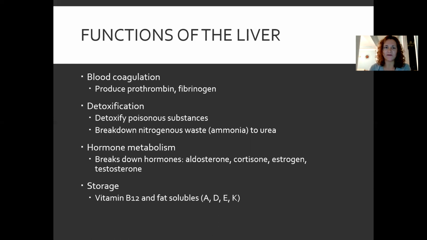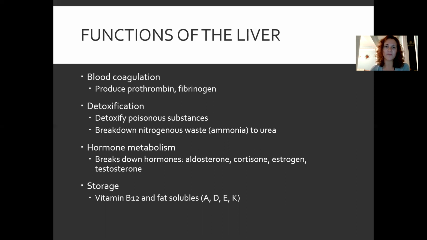The liver also plays a role in detoxification, of course. It will detoxify poisonous substances and break down nitrogenous wastes or ammonia to urea. So ammonia and bilirubin. Bilirubin is what gives your urine the yellow color. Ammonia in the urine is what gives it that distinct smell. And we'll talk about the role that a buildup of ammonia in the body will cause in just a few slides here.